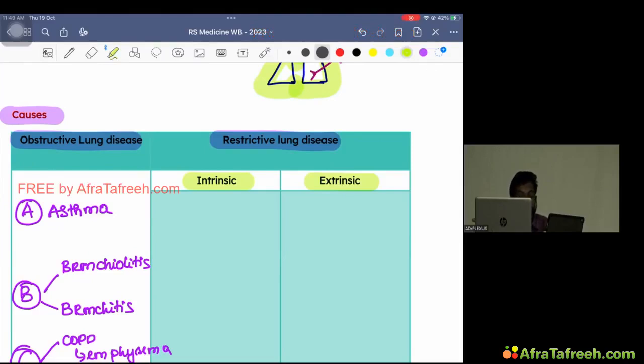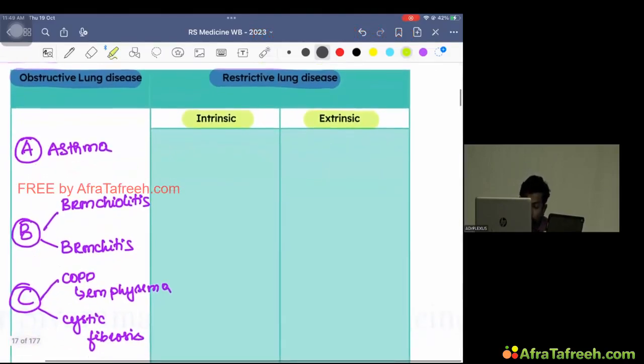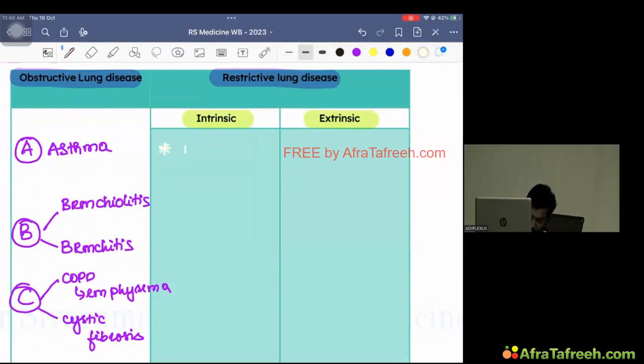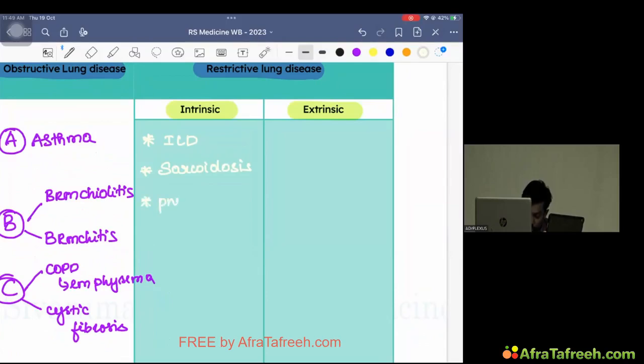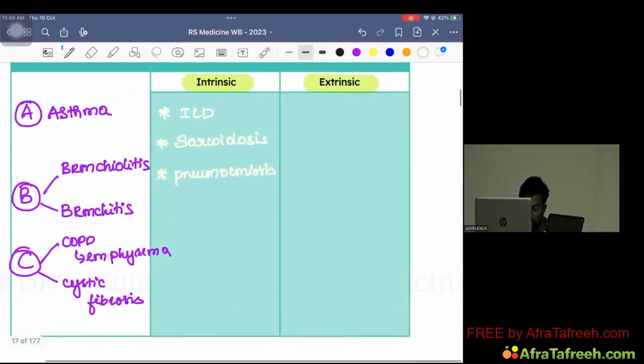Within the lung, how can you restrict? You can use some kind of cementing or fibrosing material. The first one is interstitial lung disease. When the interstitium is fibrous, my alveoli cannot expand. Second is sarcoidosis, which is a kind of interstitial lung disease. Then next is pneumoconiosis, which is again a restrictive lung disease.